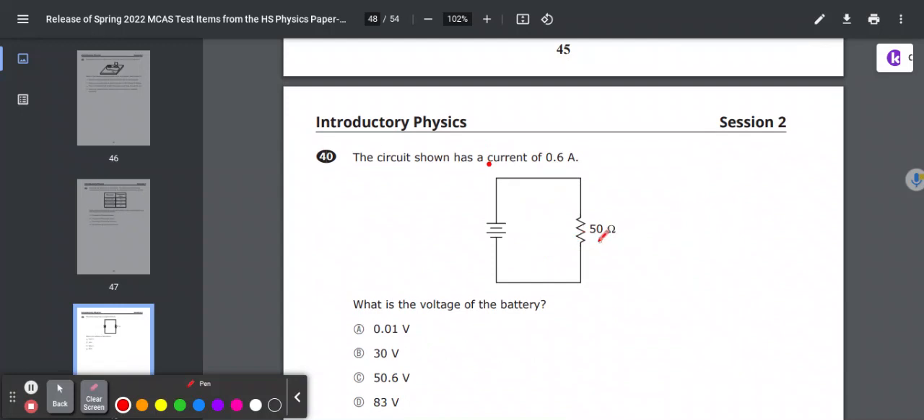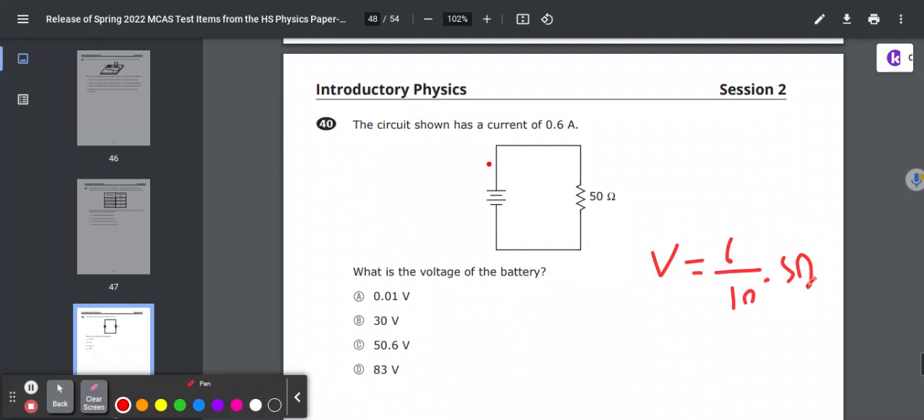For 40, a circuit has a current of 0.6 amps and 50 ohms is the resistance. What is the voltage? V is equal to IR. I is 0.6 times the resistance of 50, and we get 30 volts. Answer choice B.